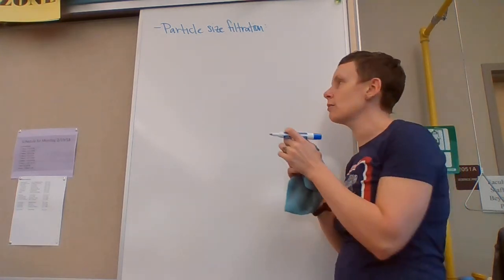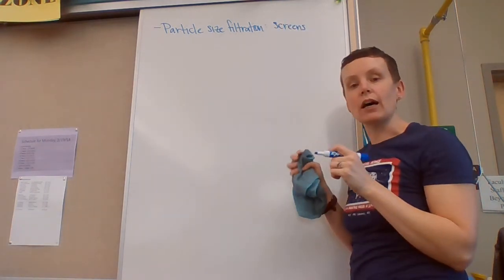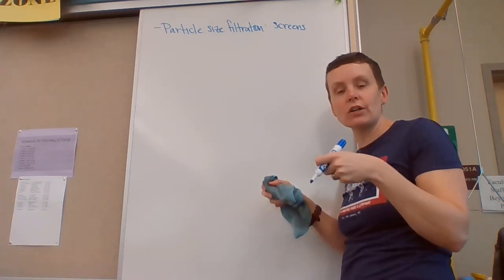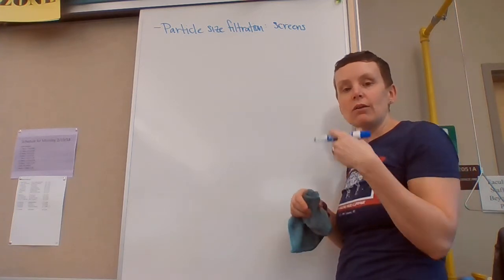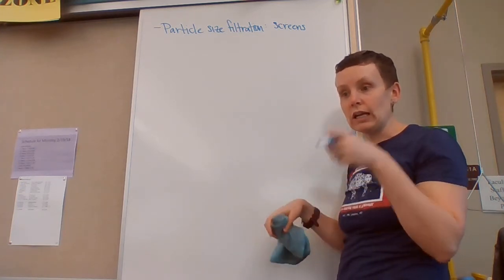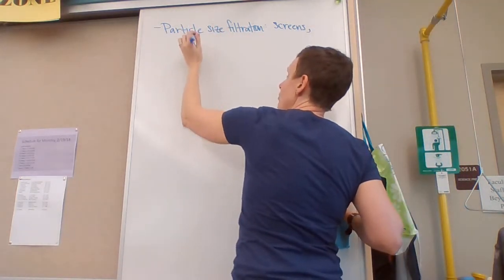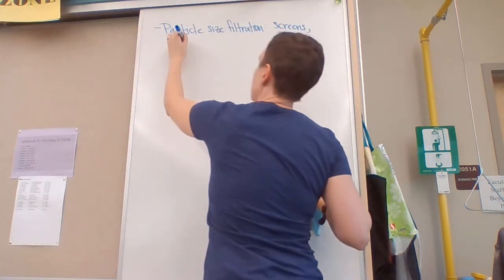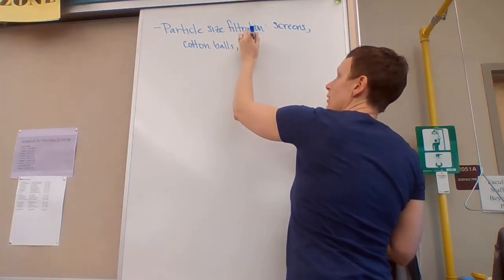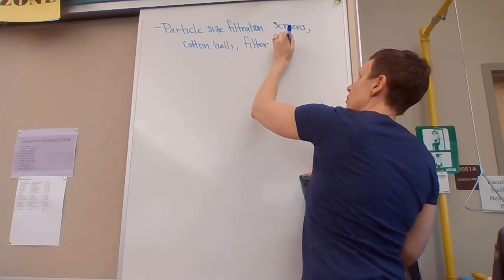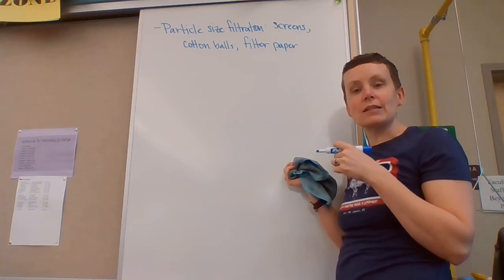Screens can do this. If you ever watched people who panned for gold in the rivers, they would use a screen and shake it back and forth, hoping to find little gold nuggets in what they were filtering or screening. So you can use screens. Cotton balls can do this job. Filter paper works for this purpose. Other things that could be used are sand or dirt.